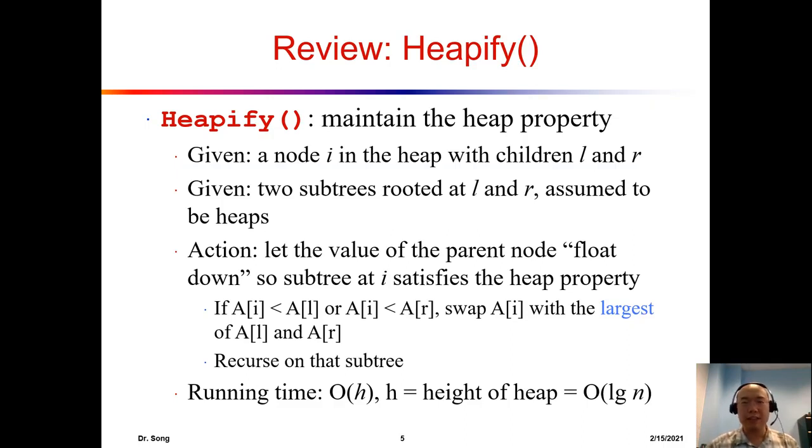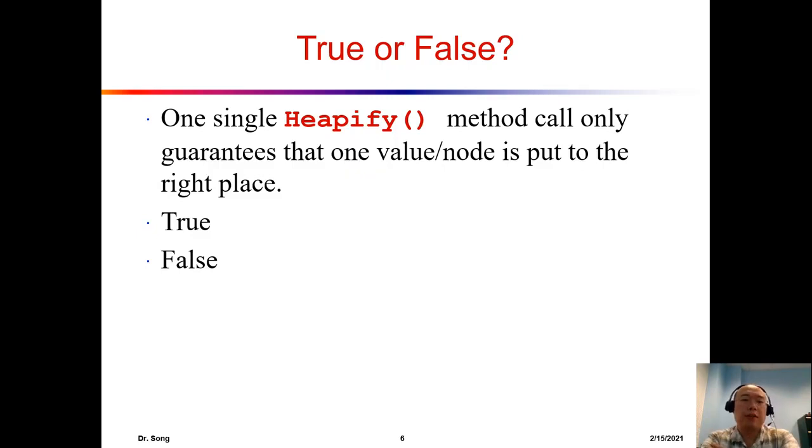The worst case is we are putting one of the root all the way down to a leaf, and then how many moves are there? There are log n moves, right? Okay, and true or false? For one single heapify method call, we only guarantee that we got one value or one node is put to the right place. So I'm giving you 5 seconds.